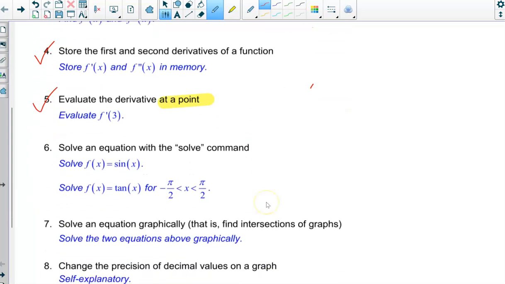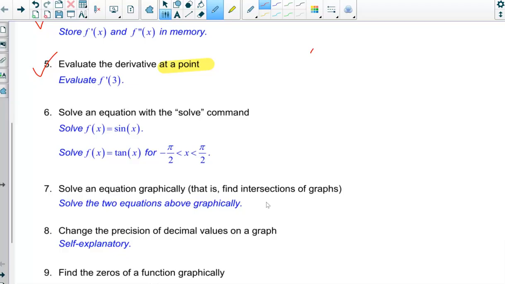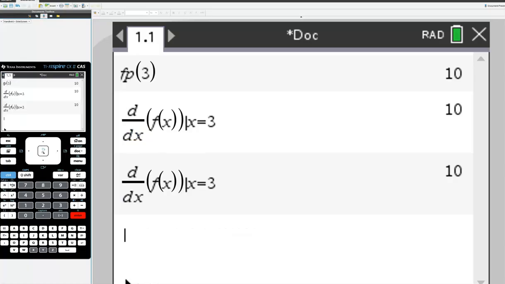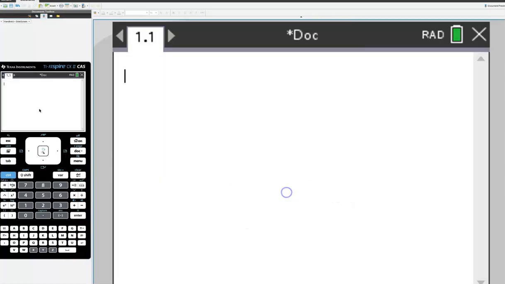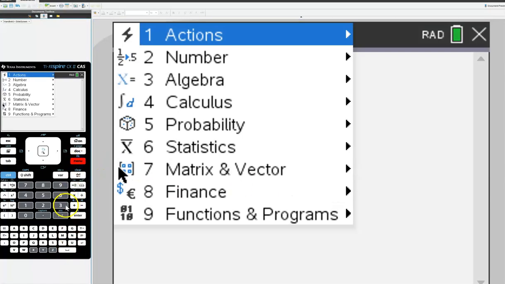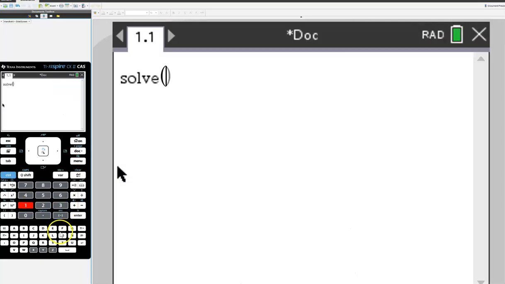Now we're going to use the solve command. Some of you guys love this guy. So we're going to solve this equation: f of x is equal to sine x. So let's see what happens when we run the solve command. Clear the screen. Boom. Menu, 3, 1. Solve. f of x, that's that cubic function we've been working with, is equal to the trig function sine x. You'll notice here that I'm in radian mode.